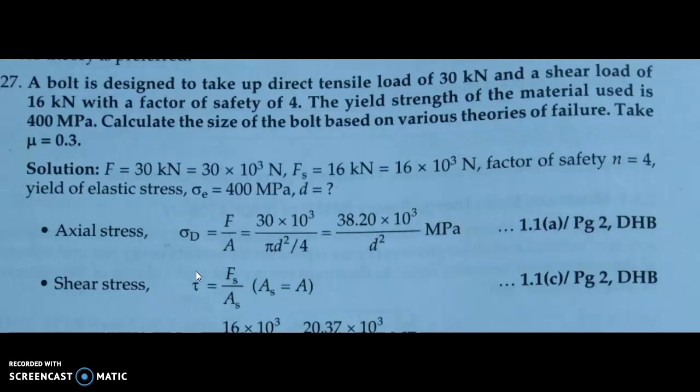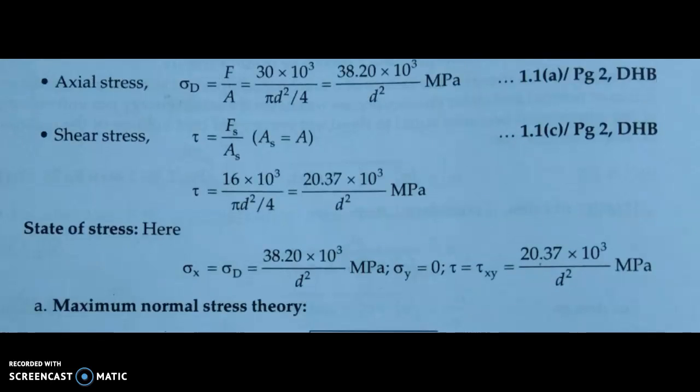Similarly we can find the value of tau. Tau stands for shear stress. What is tau? That is shear load divided by shear area. Here the shear area is same as tensile, that is pi d square divided by 4, and the load is given in the question itself, that is 16 into 10 raised to 3. While calculating, we will get tau is equal to 20.37 into 10 raised to 3 divided by d square. Here also the shear stress is in terms of d. That equation is also available in our data book, page number 2, equation number 1.1c.